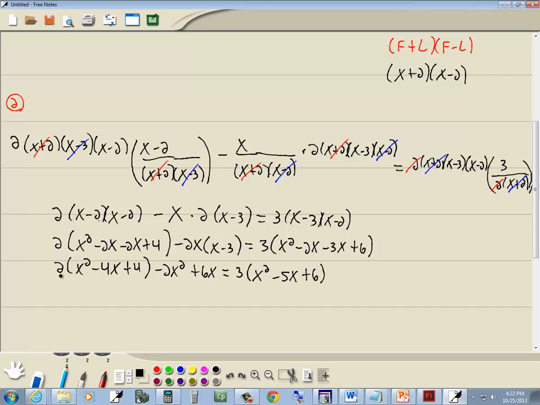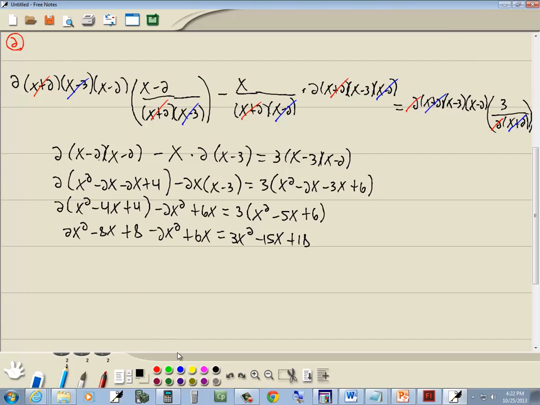Now multiply 2 through, 2 times x squared is 2x squared, 2 times negative 4x is negative 8x, 2 times 4 is 8, minus 2x squared plus 6x equals 3 times x squared is 3x squared, 3 times negative 5x is negative 15x, 3 times 6 is 18.